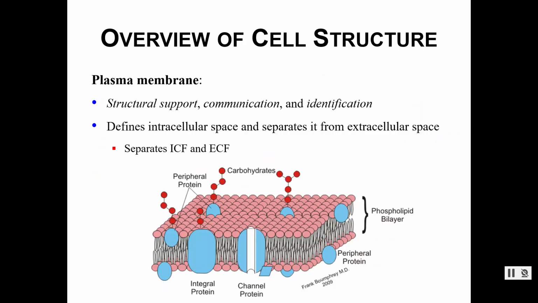Now, the plasma membrane provides several functions: a structural support, so it provides some shape for the cell. It allows for communication with other cells, and it allows for identification of itself. It also helps us define the intracellular versus the extracellular fluid. So intracellular fluid would be on the inside of the cell. Extracellular fluid would be on the outside of the cell, and the plasma membrane would be the dividing line.